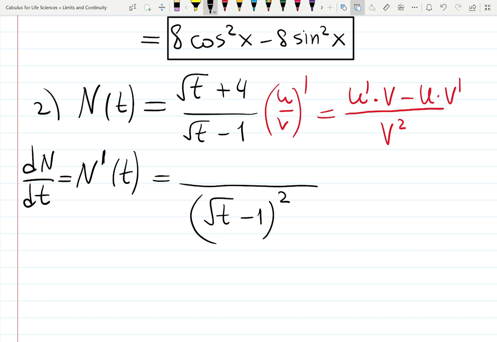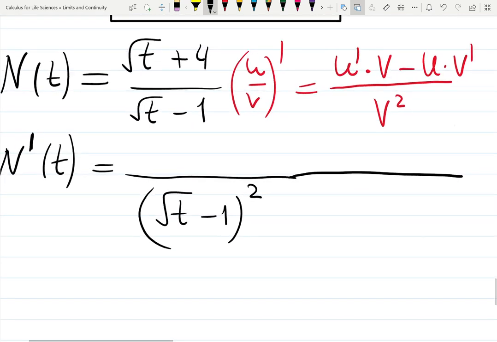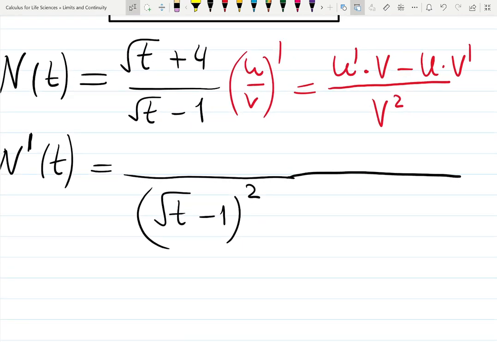Now that is going to be a hard part. So the denominator was easy. The numerator will be interesting. What is the derivative of the square root of t plus 4? 1 over 2 square root of t. That was amazing and difficult.